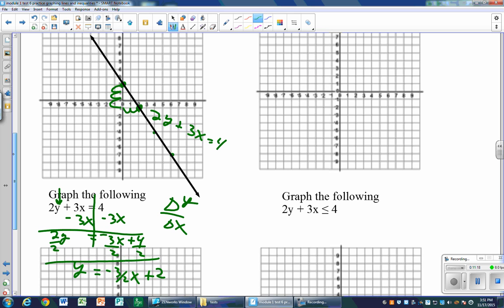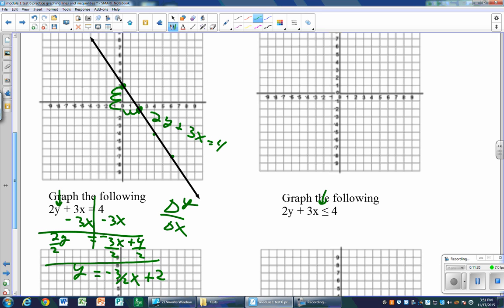Now here it says graph the following, and it is an inequality. We have to solve for y. We put an anchor over the y. We subtract 3x. We get 2y is less than or equal to negative 3x plus 4. Divide by 2. Did I divide by negative 2? No, I divided by positive 2. So I don't change the direction of the inequality. The inequality stays exactly the same.